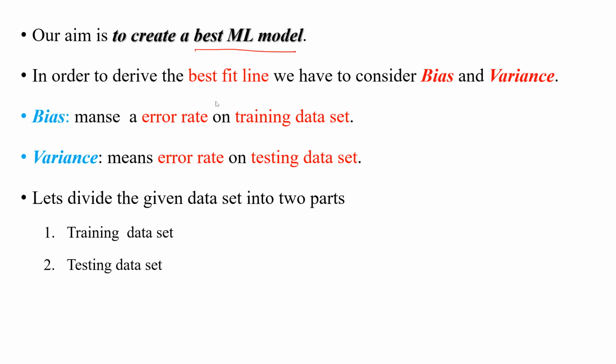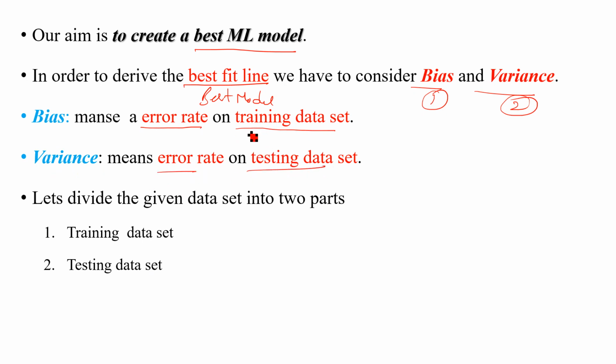In order to derive the best fit line, which means the best model, what do we have to consider? We have to consider two things: one is bias, the second one is variance. What is meant by bias? Bias means the error rate on the trained data set. And what is meant by variance? The error rate on the test data set.